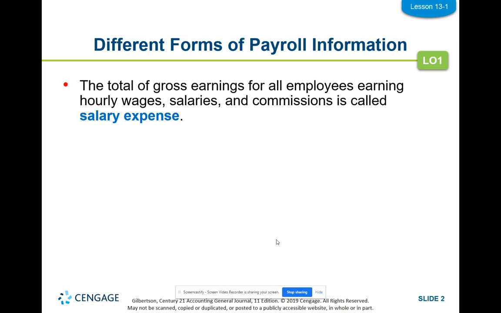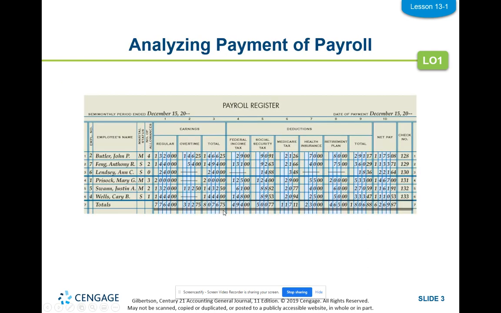Different forms of payroll information. We're going to have to record the salary expense. That is the total of the gross earnings for all employees. Earnings, including their hourly wages, their salaries, commissions. That's the salary expense. So it doesn't include any of the taxes. It is only what we have paid them. So we're going to look at analyzing the payment of payroll.